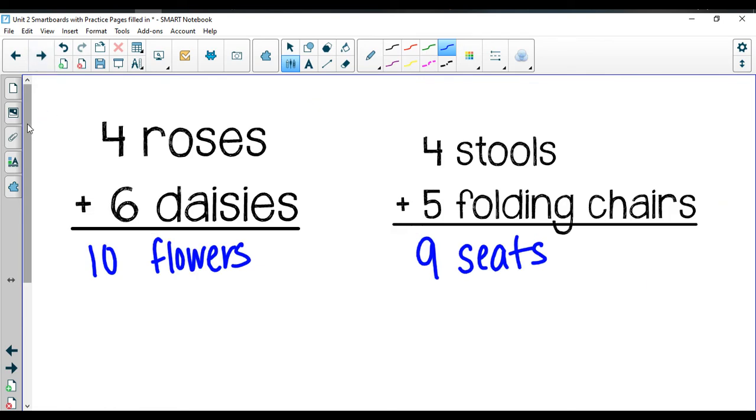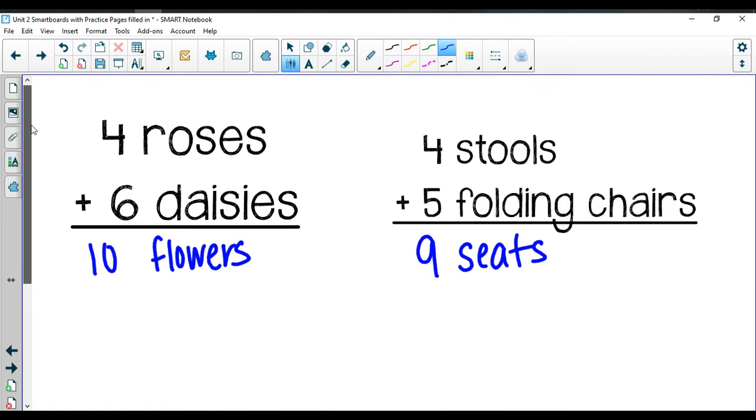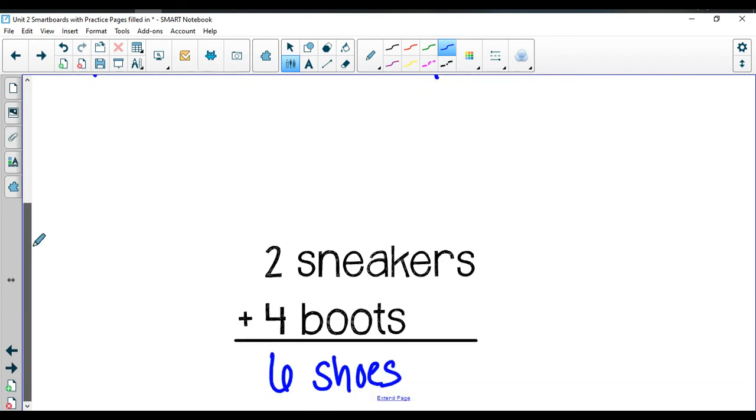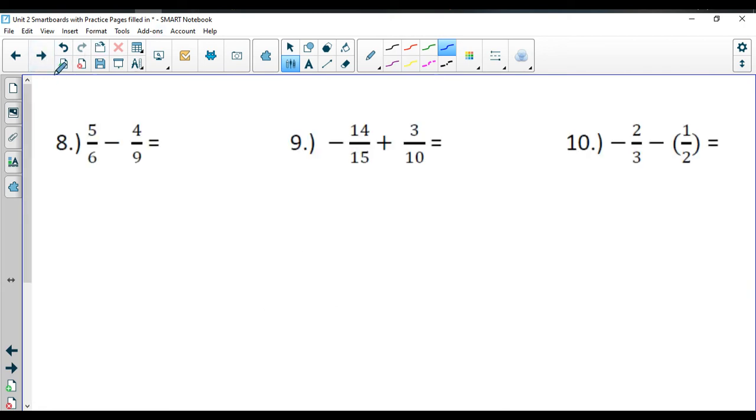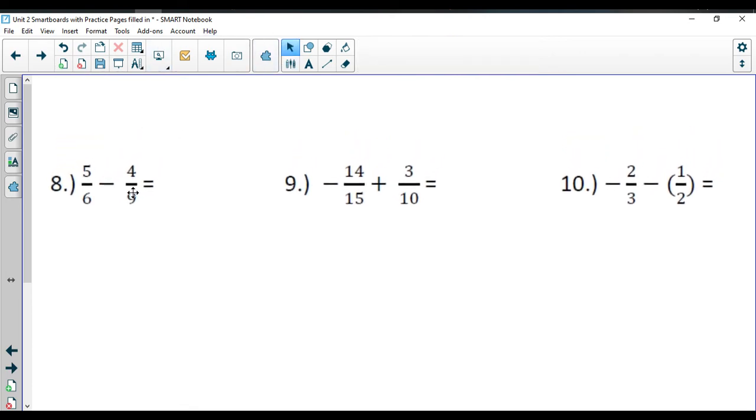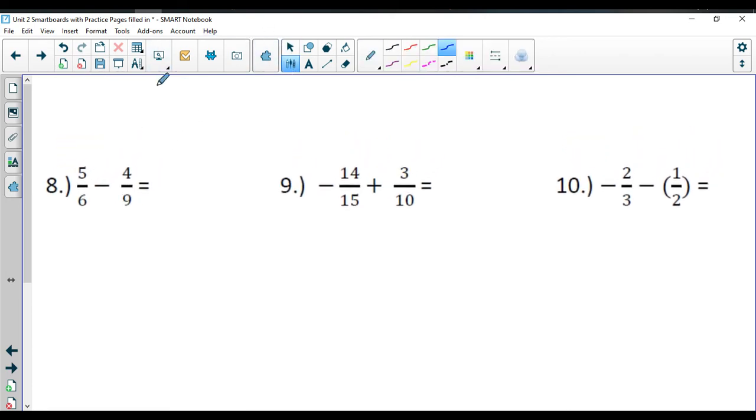So keep this in mind. Roses and daisies, our common denominator was flowers. Stools and folding chairs, seats. Sneakers and boots, well, they were all types of shoes. So we're going to look at the next page. If you want to go over to page 6 in your notes packet, we have 3 more examples up at the top.